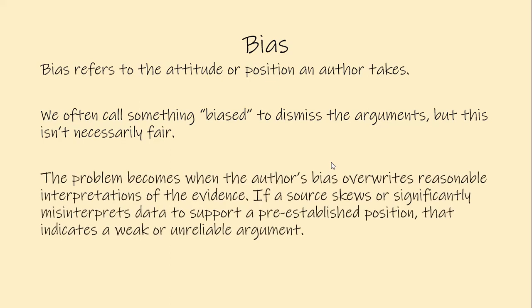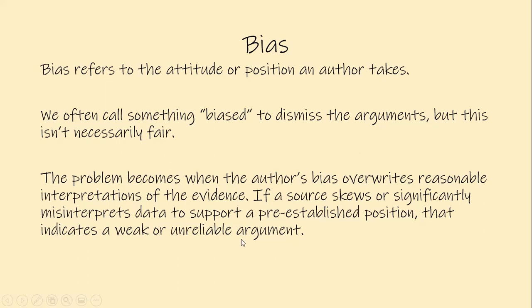So the problem that we do want to be aware of is that when an author's bias overwrites reasonable interpretations of the evidence, then the source becomes significantly less useful. So part of the problem is that every source that makes an argument, by virtue of making an argument, has a bias. Because again, a bias just refers to the attitude or position that an author takes. It's not necessarily a question of truth or falsehood.